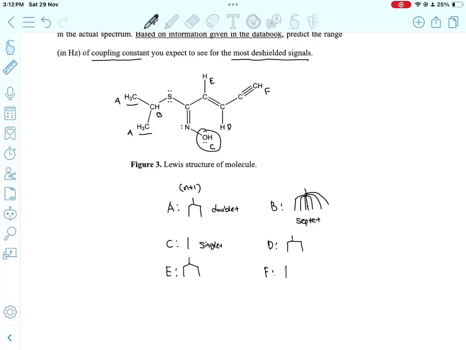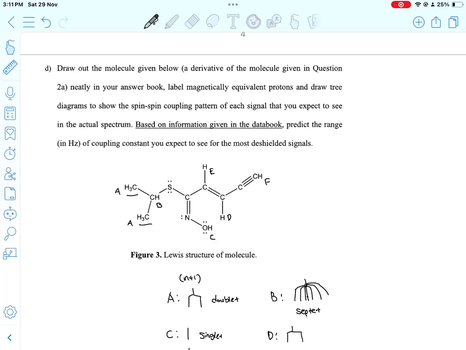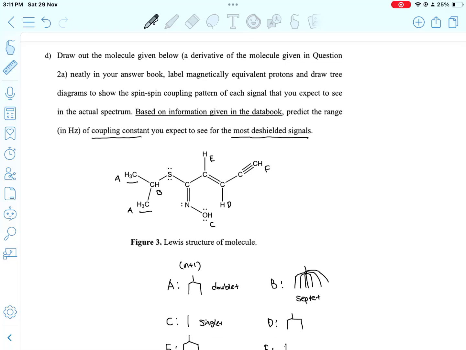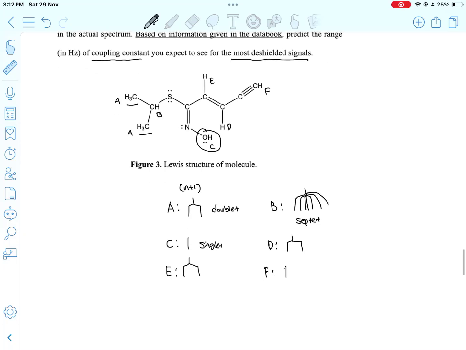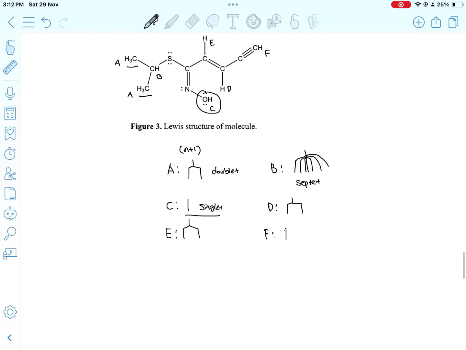Yeah. So then on to the second part of the question, it asks to predict the range of the coupling constant you expect for the most deshielded signal. But actually the most deshielded signal would be the one bonded to the oxygen. And if you're bonded to oxygen, that means that you can't couple. So the coupling constant is actually 0. Yeah, I think that's what the question is asking. I'm not sure.